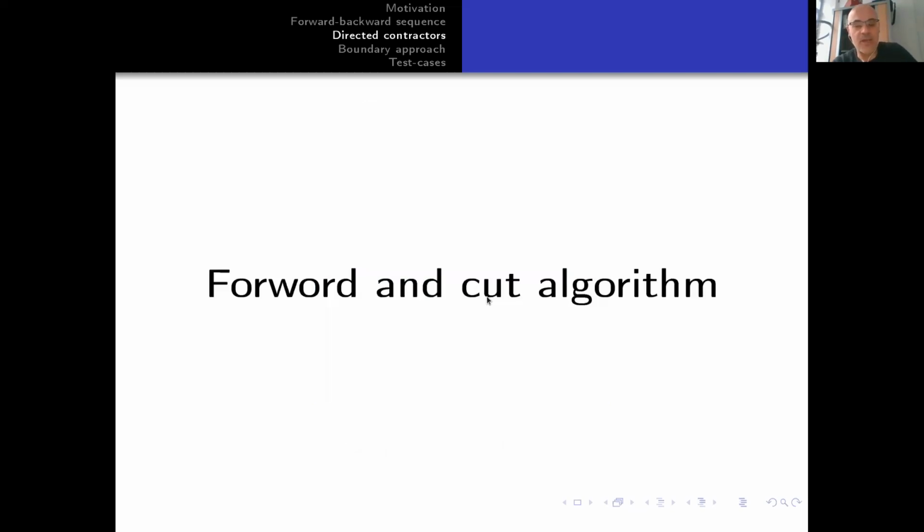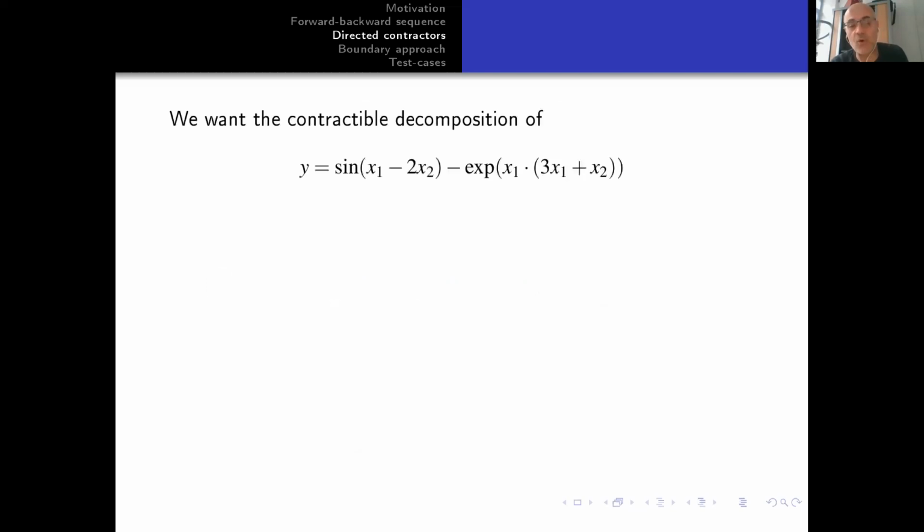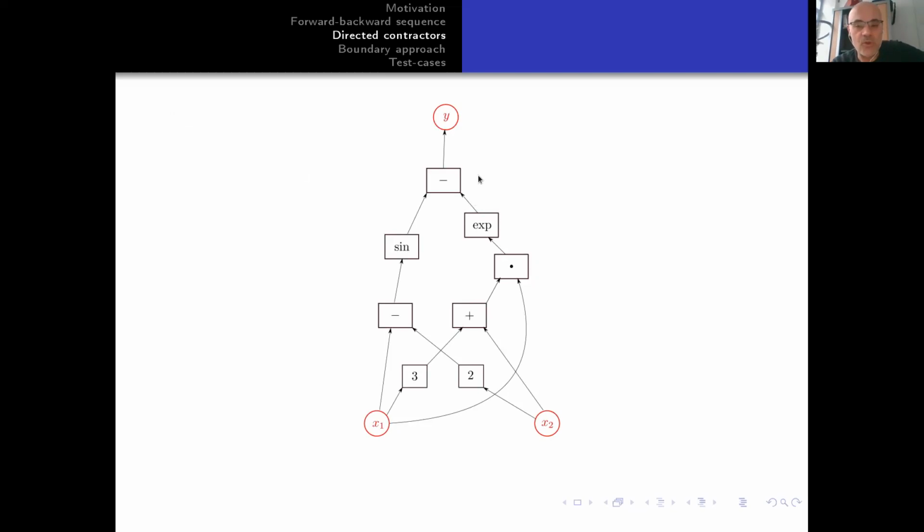So now I will explain how this can be performed automatically, the contractible decomposition. I take here an expression like this with some exponential and so on, and I want to have an algorithm for the contractible decomposition for this. Usually what we do is represent the expression by a DAG, directed acyclic graph, like this. And this DAG corresponds to the expression.